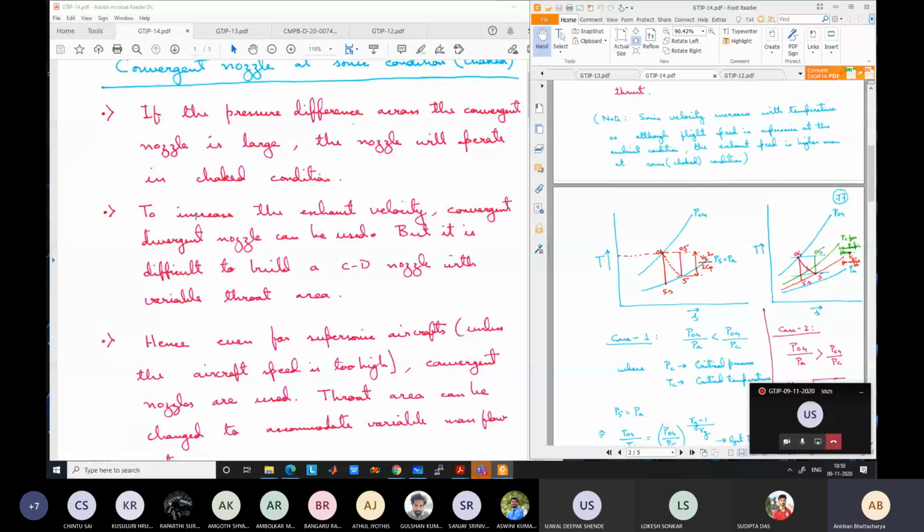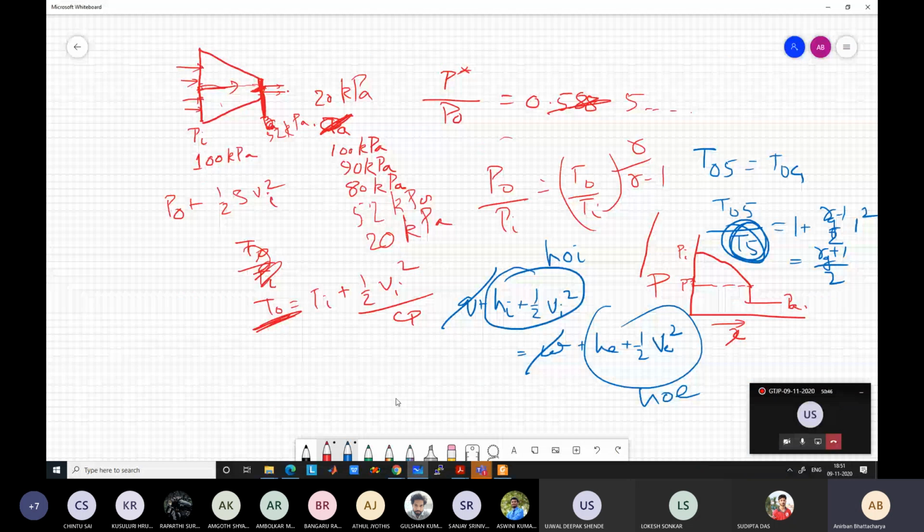Now if we want to increase the exhaust velocity beyond the sonic velocity, we cannot increase it using a convergent nozzle. We need to use a convergent divergent nozzle. If you use a convergent divergent nozzle, then you can keep on increasing the velocity indefinitely, if you just keep on increasing the divergent part.